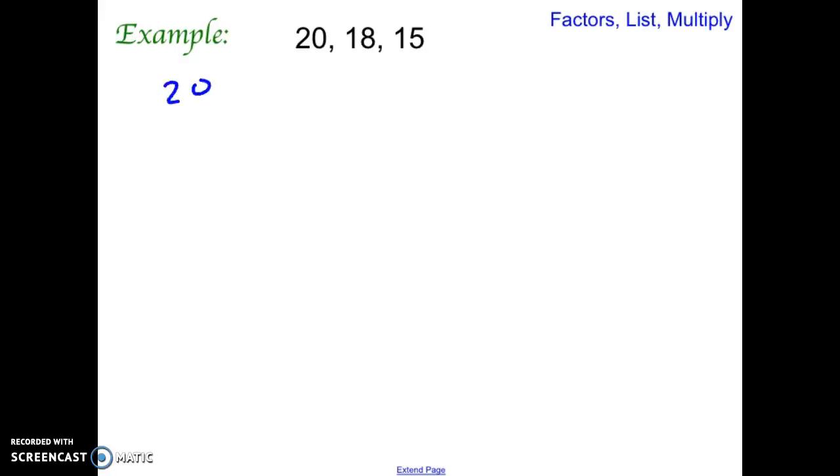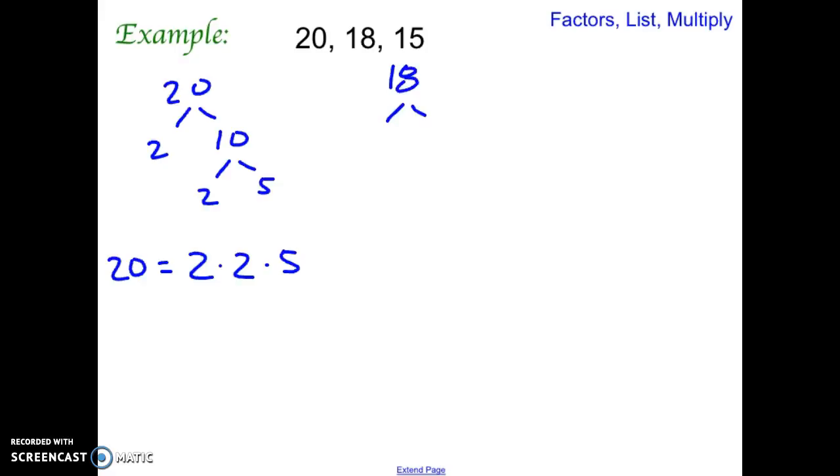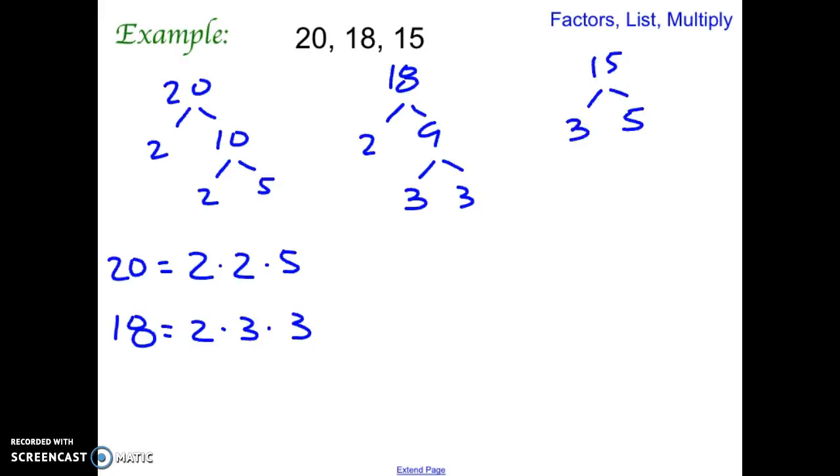So if we start with the 20, break that down into 2 times 10, and 10 into 2 times 5. Those are all prime. So 20 is 2 times 2 times 5. 18 breaks down into 2 times 9. 9 is 3 times 3. Those are all prime. So 18 is 2 times 3 times 3. And for the 15, that's 3 times 5. Those are both prime already, so we're done there.